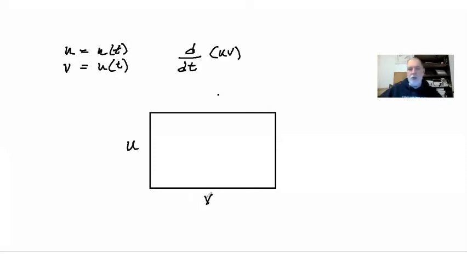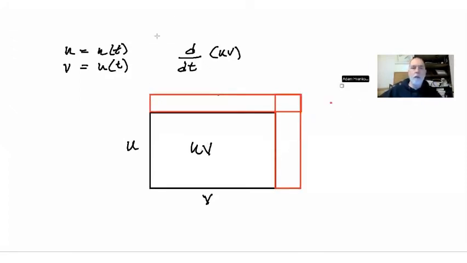and we'll use the base here to represent the function v. So the area of this rectangle is u times v. Now we're going to enlarge this rectangle by an infinitesimal amount. So u we've enlarged by du, and v we've enlarged by dv.